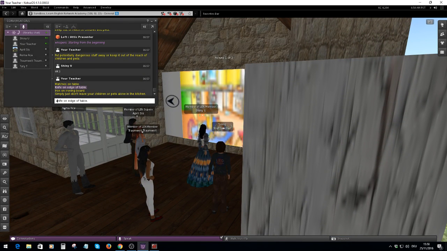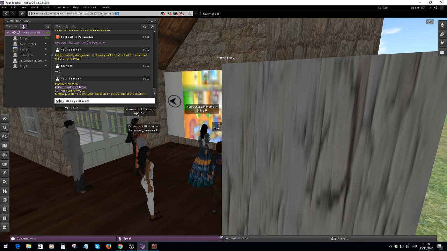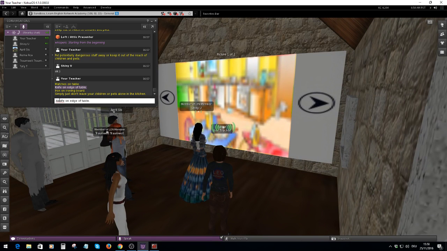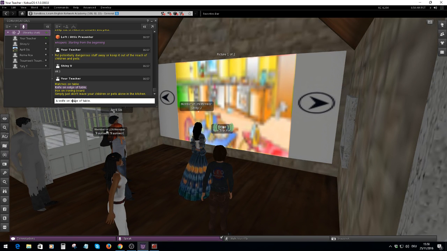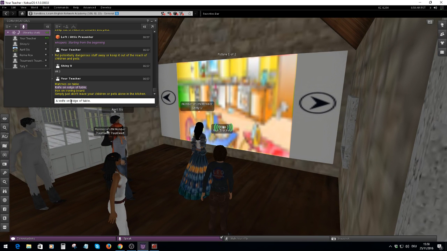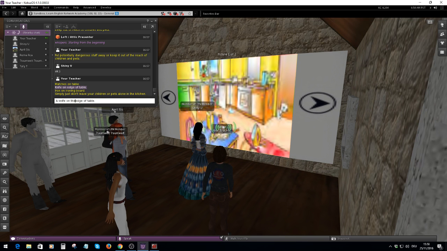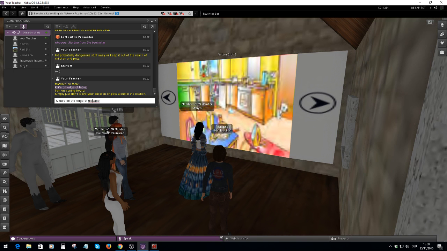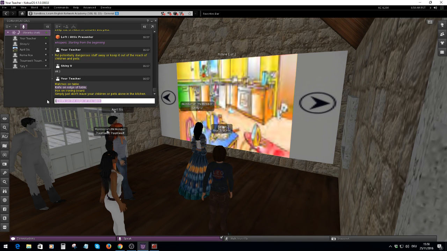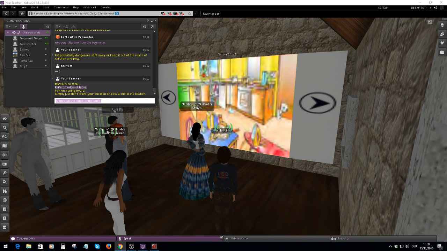And then a knife on the edge of the table. Yes, very good. So you see how often we use these articles. There's a knife on the edge of the table. That's really dangerous. Okay. So, matches on the table and a knife on the edge of the table.